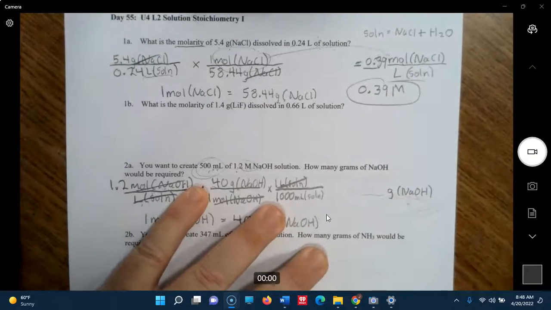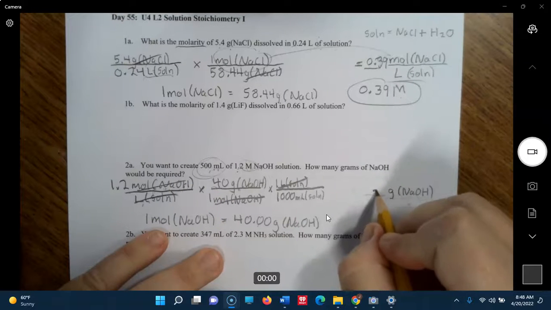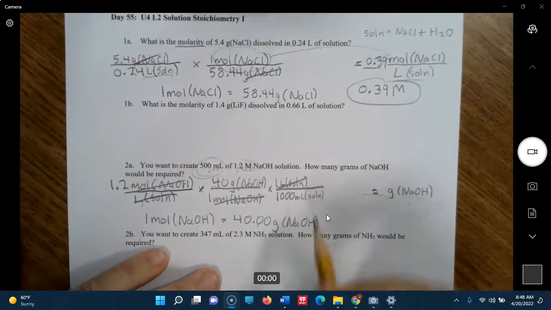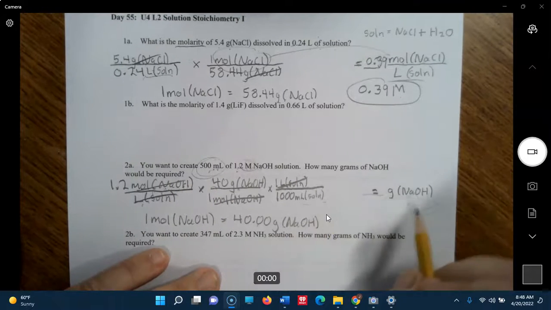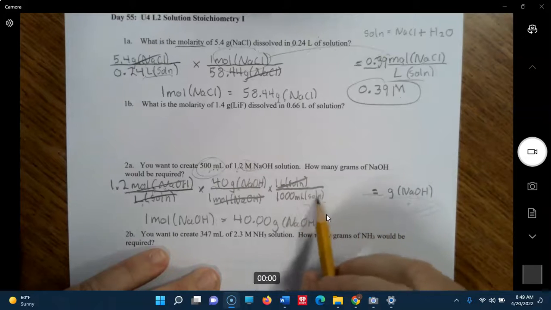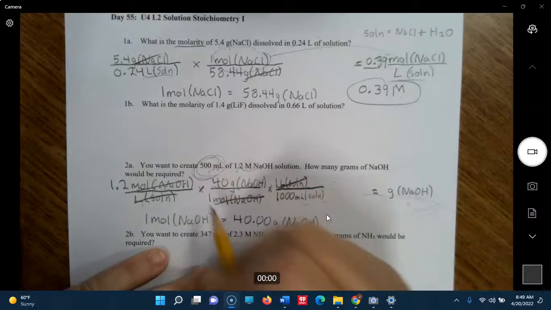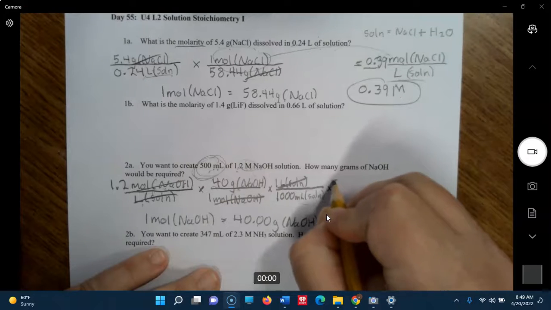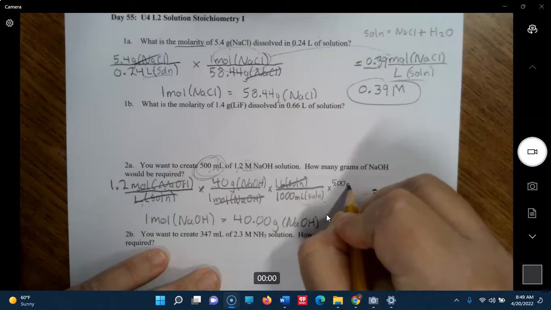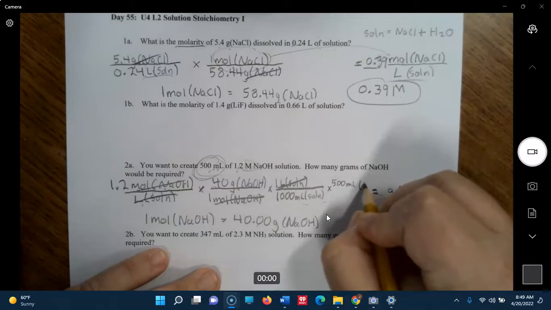I didn't leave myself quite enough space here, so I'm just going to erase this. I'm just going to put an equal sign right there, and we'll write the answer up here. Okay, now you want to get rid of the milliliters because you have nothing on the bottom. So if you put milliliters on the top, it's going to cancel. You'll have no units on the bottom, and we get it from this. So it's times 500 milliliters of solution.